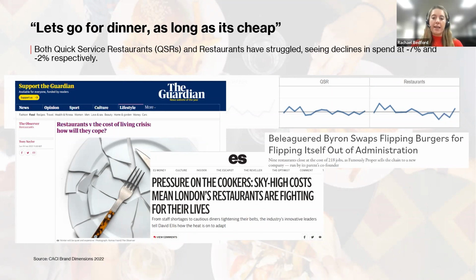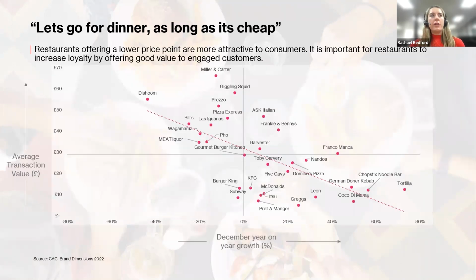But there must be some winners out there who are faring the storm better than others. So let's look into it in more detail. Using brand dimensions, we have looked at the relationship of cost to consumer, as in transaction values, and the performance of different brands. The chart that you see here in front of you shows average transaction values on the y-axis and December year-on-year change on the x-axis.